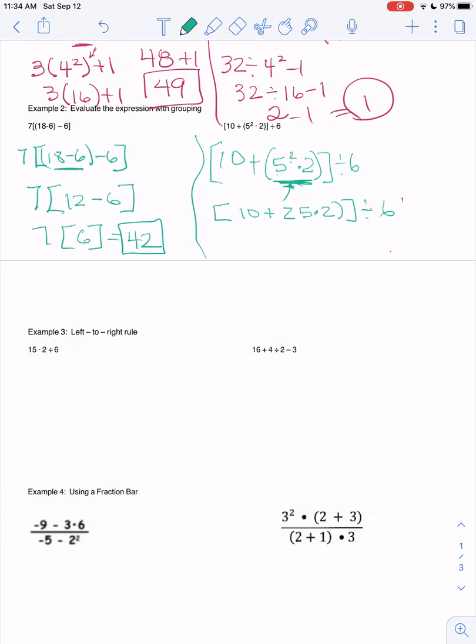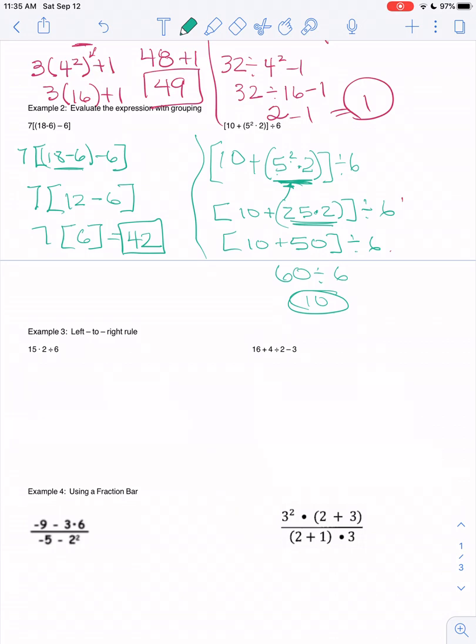All right, now we go to, oops, I forgot my parentheses. We go to multiplication. So we have 10 plus 25 times 2 is going to give us 50, divided by 6. Okay, we work the innermost parentheses. Now we're going to use the brackets. So we have 10 plus 50. We only have one operation, which is addition. So we have 60 there, divided by 6. And our last operation is division. It looks like the answer we're looking for is 10.